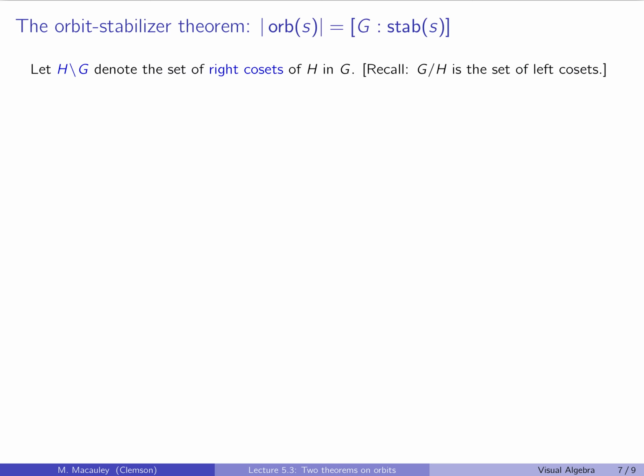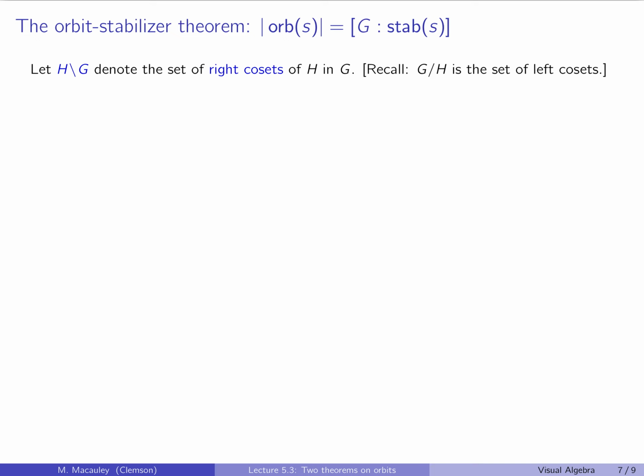Now it's time to finally prove the orbit stabilizer theorem. I'm going to introduce some new notation for this chapter. If I write H with a backslash G, that's going to denote the set of right cosets of H in G. Recall that in the previous two chapters, we let G/H, we said G mod H, be the set of left cosets. Because in chapters 3 and 4, the only time that we ever considered a set of cosets is when the subgroup was normal and we had a quotient, so the left cosets and the right cosets were the same. That's not going to be the case in this chapter, so we have to distinguish between these two.